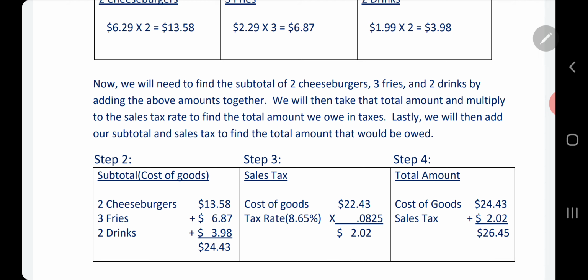Well, once again, the question asks what will be the total after the sales tax is applied. So now we need to find out how much the sales tax will be. In order to find that, we take our cost of goods of $22.43 and multiply it by our tax rate of 8.65%. Of course, we have to convert that 8.65 to a decimal we can deal with. So either move that decimal 2 positions to the left, or just divide 8.65 by 100, which you'll get as 0.08. Ooh, I messed up there. It should be 65.